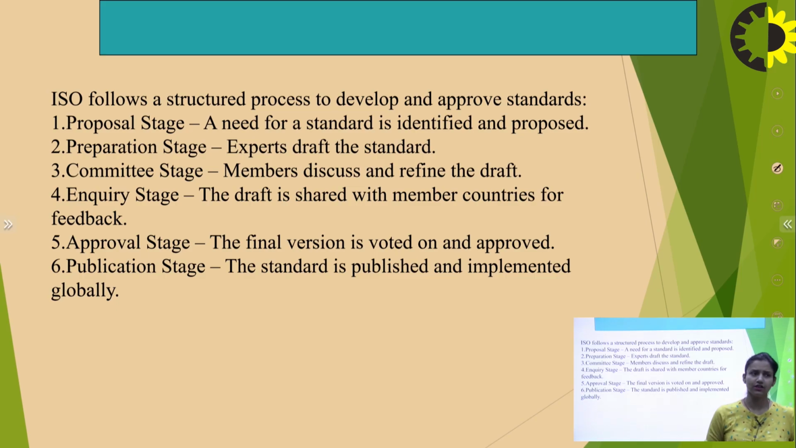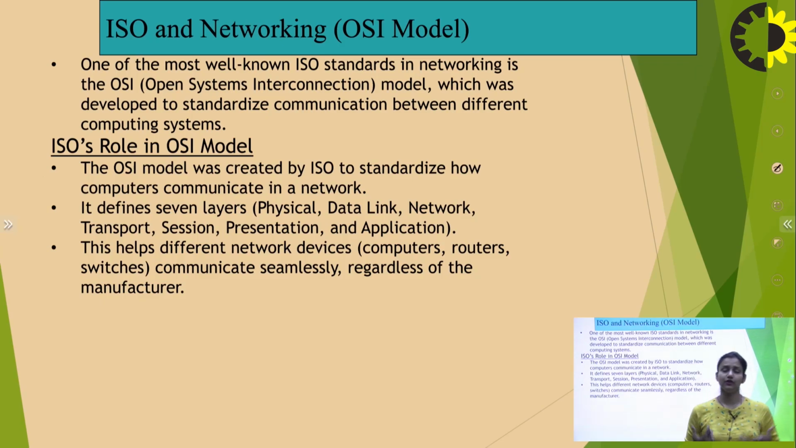Then there is an approval stage, where the voting is done, and if it is voted on, it gets approved. In the publication stage, the standard is published and implemented globally. So these standards help us communicate easily with different manufacturers. We can easily communicate from a phone to a laptop, a laptop to a PC to a telephone, anything. One of the most well-known ISO standards in networking is the Open System Interconnection model, which we use on a daily basis. It helps us standardize communication between different computing systems.